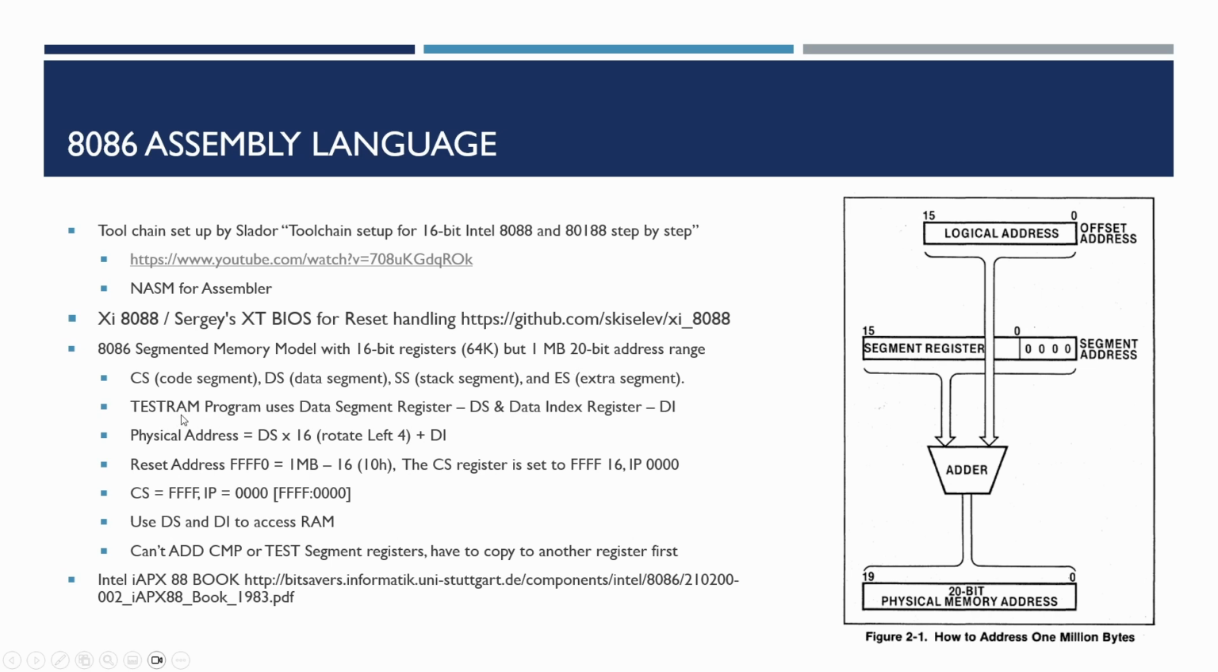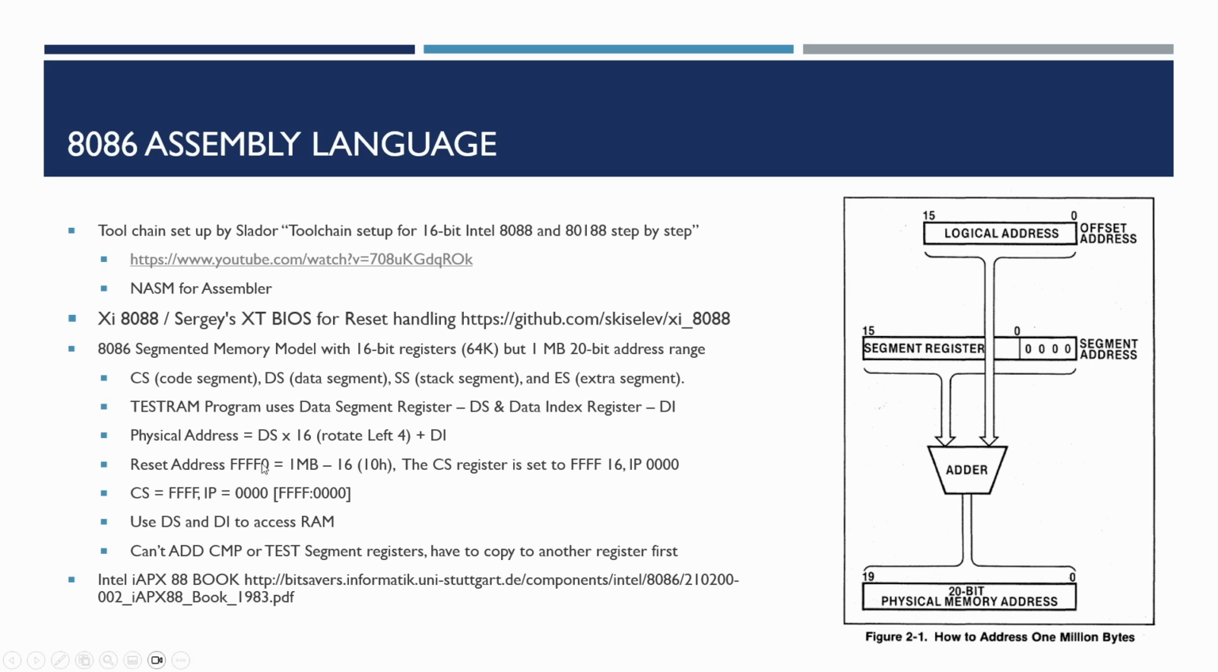Now, the TestRAM program is using the data segment register, so the addresses are going to be based on the data segment and the data index register DI. The way this works is that the physical 20-bit memory address is made up of the segment register shifted 4 bits left, or multiplied by 16, whichever way you want to think about it, added to the other register value. So we end up with a 20-bit memory address. Because these two are added together, for the same physical address there could be lots of different ways of producing it using the segment and the index register.